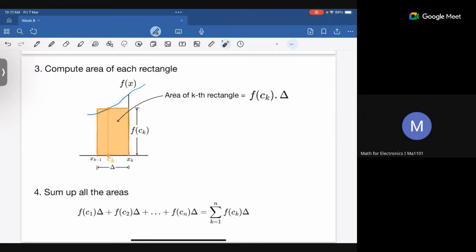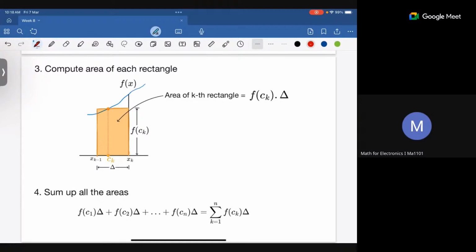If I choose Ck here, f of Ck height will be this much. If I choose Ck here, then the rectangle would have been like this. So the height would have increased. So the rectangle area depends on the point you choose, right? So Ck affects the area of the kth rectangle. Similarly, all Ck's that you choose will affect the areas of each and every rectangle, right?